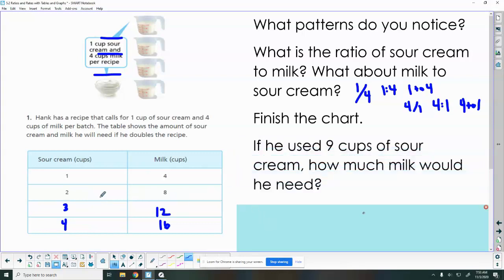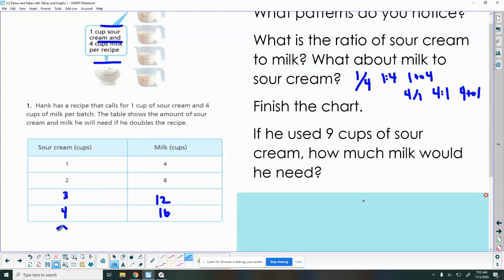So now let's think, we don't have 9 on our chart here, but if he used 9 cups of sour cream, so if I put a 9 here, I want you to pause and see if you can figure out how much milk he would need. So I'm going to come to here. To get from 1 to 9, I would have to times by 9. So I've got to do the same thing here and times by 9. 4 times 9 is 36.